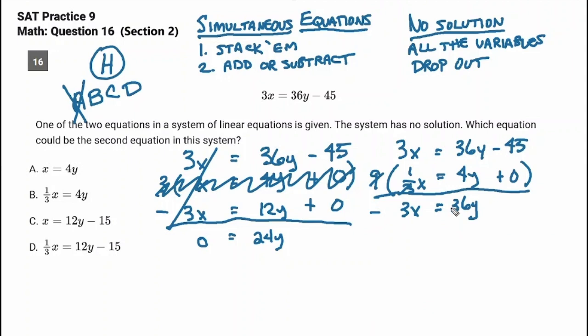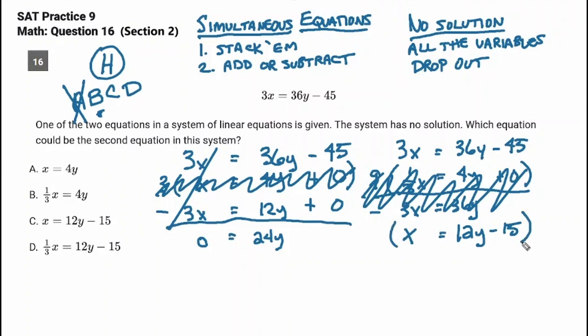They totally are. So this is definitely a potential answer. Let's keep it. I'm going to get rid of all of this, and I'm going to do C now. X equals 12y minus 15. All right, same deal. I can't add or subtract, so I'm going to multiply this one. I'm just going to multiply it by 3.